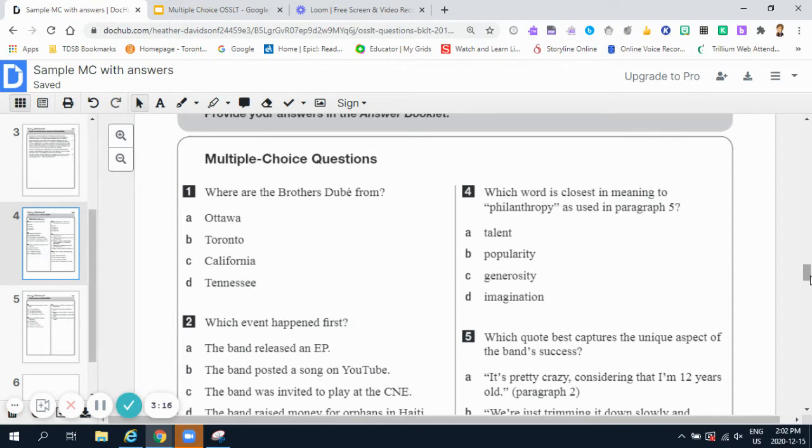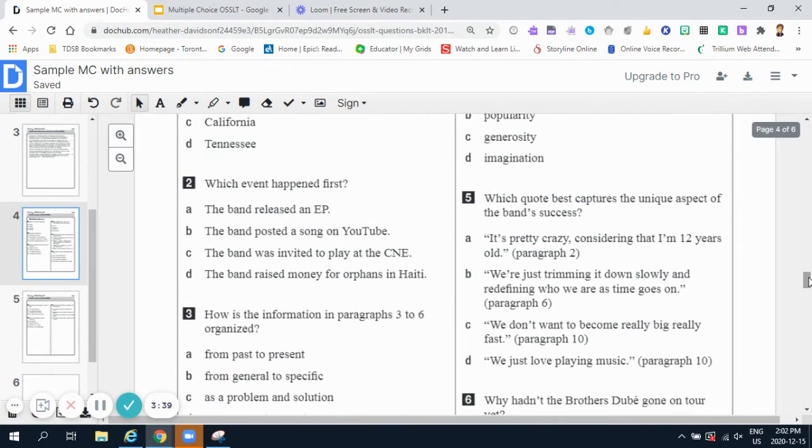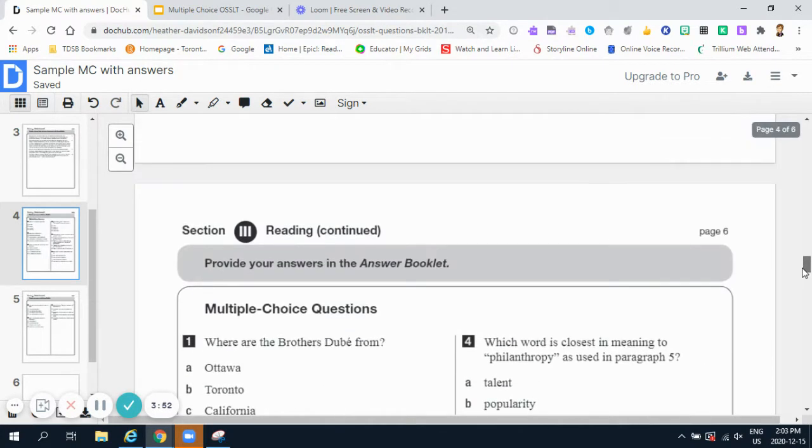So reading the questions before will actually help you to pay attention as some of the key ideas come up. And then we can also maybe circle them or make notes so that when we're doing the questions, we have something to go back to and we don't have to reread the whole section multiple times. So it's going to ask us where they're from. It's going to ask us to order events, which event happened first. So they're going to tell us a story and we have to figure out which happened first. It's asking us about paragraphs 3 to 6. So we'll pay attention when that comes.